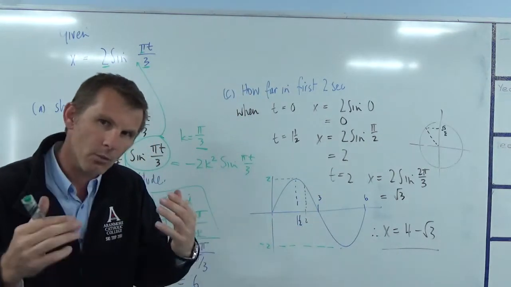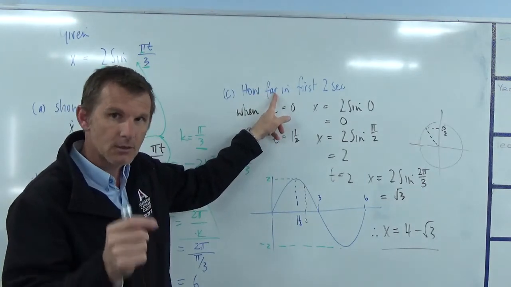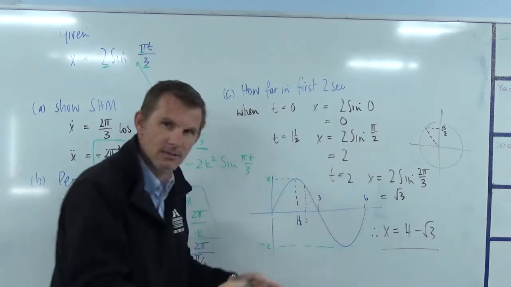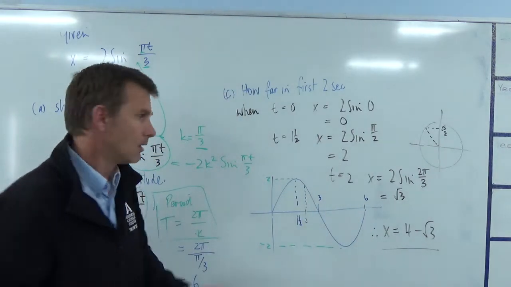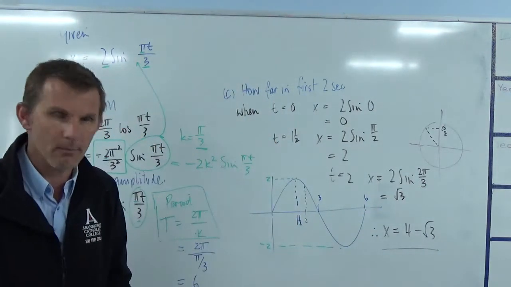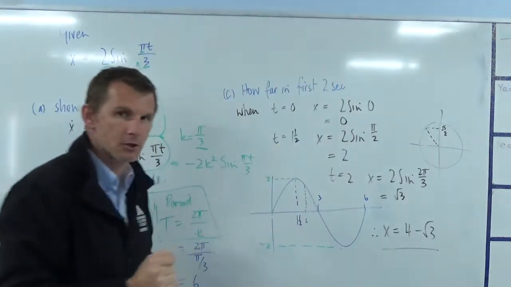Now remember that we're talking about how far. So it's distance, not displacement. All right? After one cycle, its displacement is 0. But its distance is going to be 8 metres. Make sure you make that distinction. This one sneakily says in the first 2 seconds.